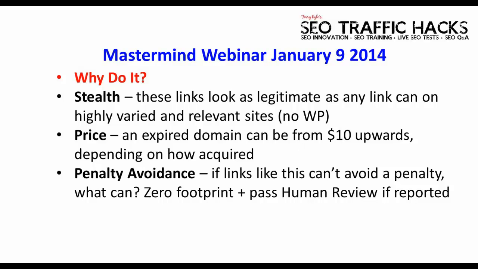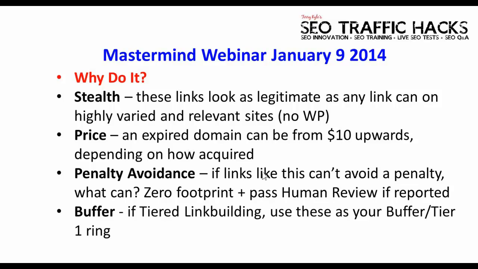The other reason that we want to do it is penalty avoidance, of course. I mean, if links like this can't avoid a penalty, I don't really know what can. You don't have any clear identifiable footprint apart from the specific outgoing link, and they should pass a human review if reported by a competitor, for example. And I'm going to get to some ways in a minute of how you can justify the link being on the page, with some clear examples of it.